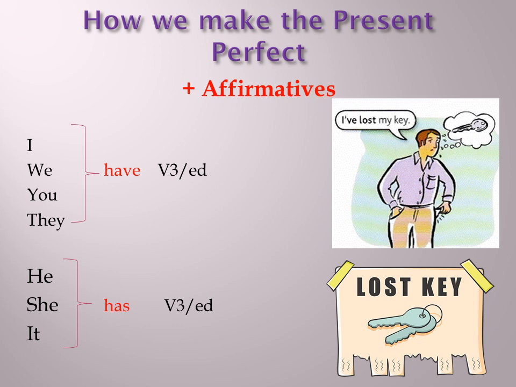Affirmatives. We make sentences with the help of the auxiliary verbs have or has, and the past participle of the main verb. Also, past participle is known as the third form of the verb. Now please look at the picture. What did the man say? I've lost my key. In this sentence, time is not mentioned. The result is important. As a result, this man can't open the door now. This is the present perfect tense.